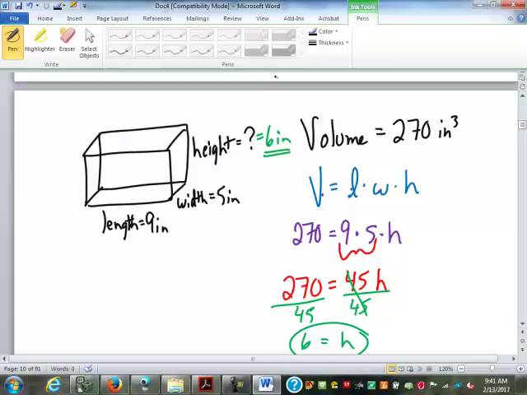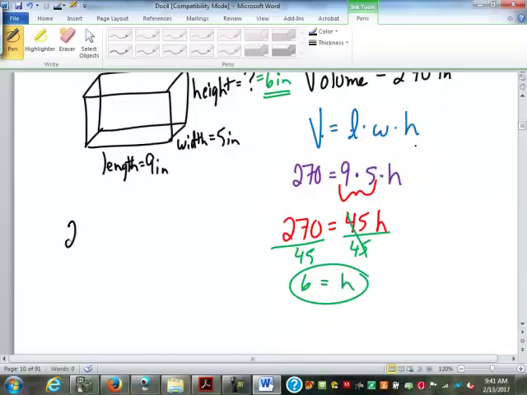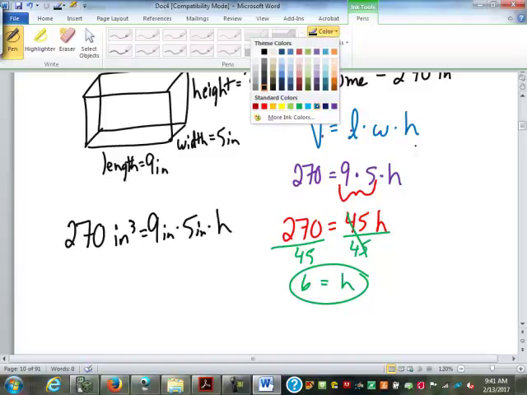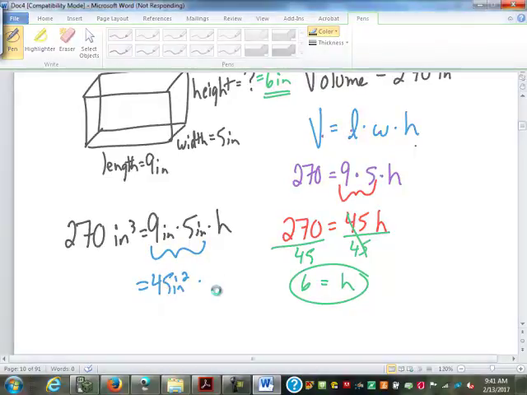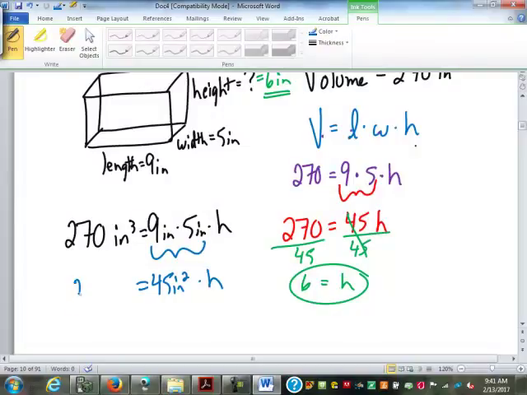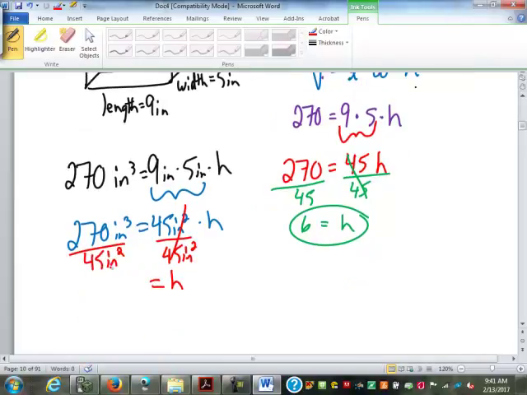But yeah, technically if I were doing this out, I would do 270 inches cubed equals 9 inches times 5 inches times h. And when I combine these, I would get 45 inches squared times h. And then when I divide it out, I would divide out the 45 inches squared, leaves me with h. 270 divided by 45 is 6. Inches cubed divided by inches squared is inches. So the units do work out.